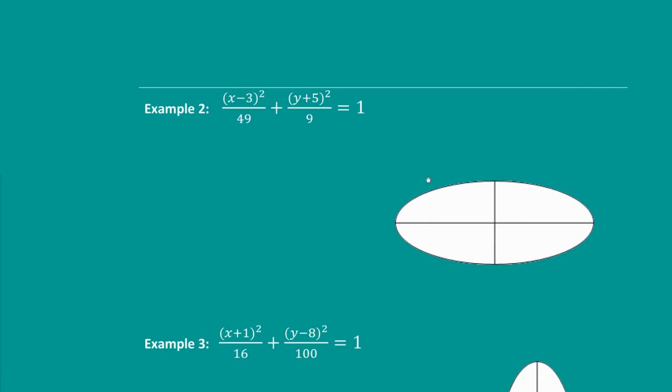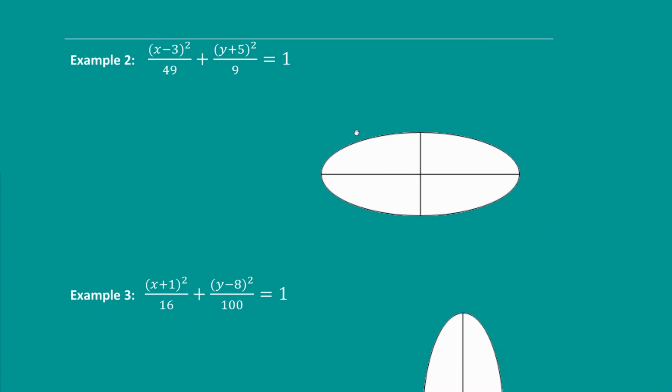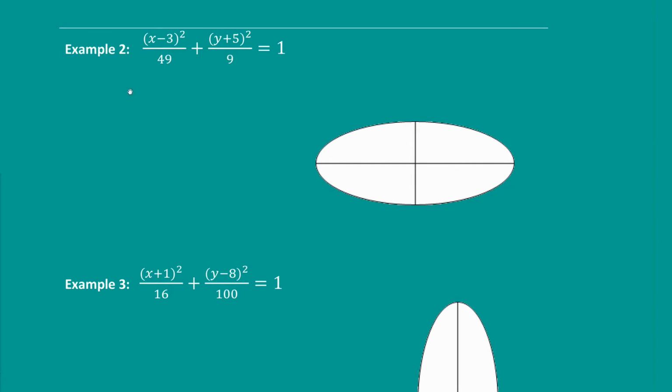So let's go over here, let's do a few more. Our center here is going to be at the point 3, -5. Our A, which is our major axis, is going to be the square root of 49, which is 7. Our B is the square root of 9, which is going to be 3.